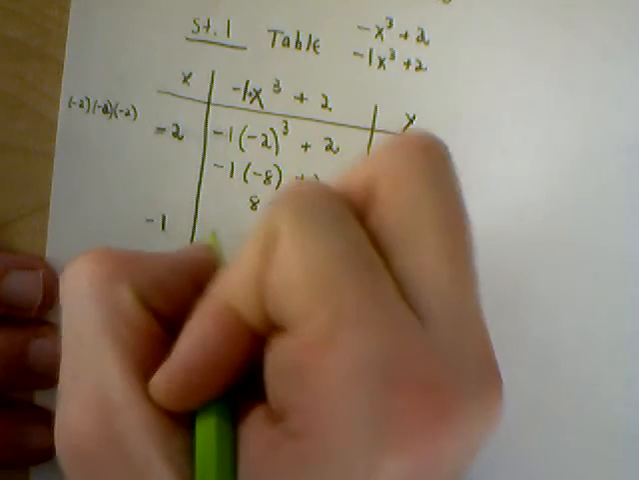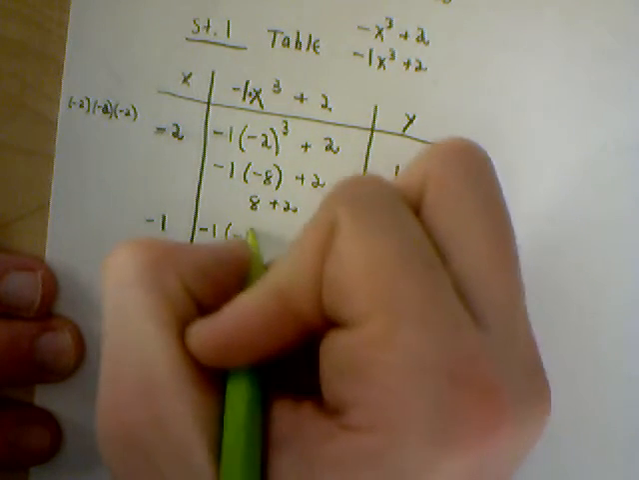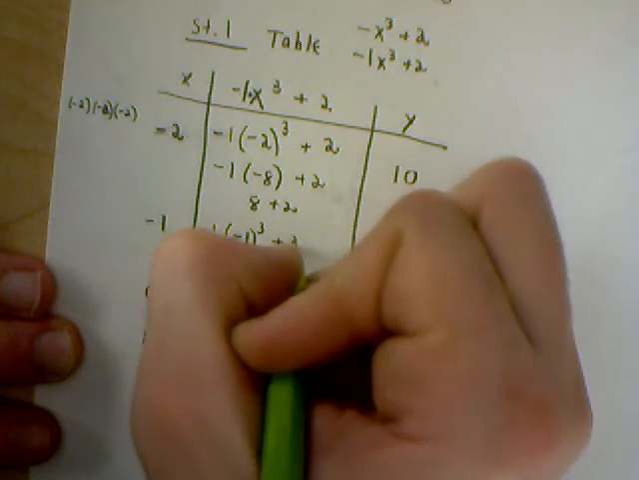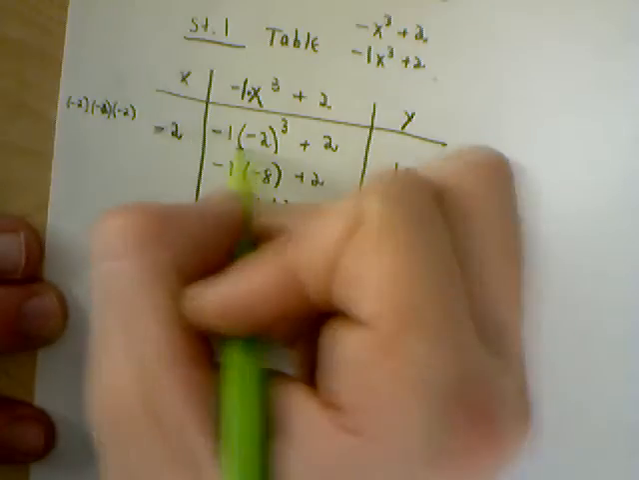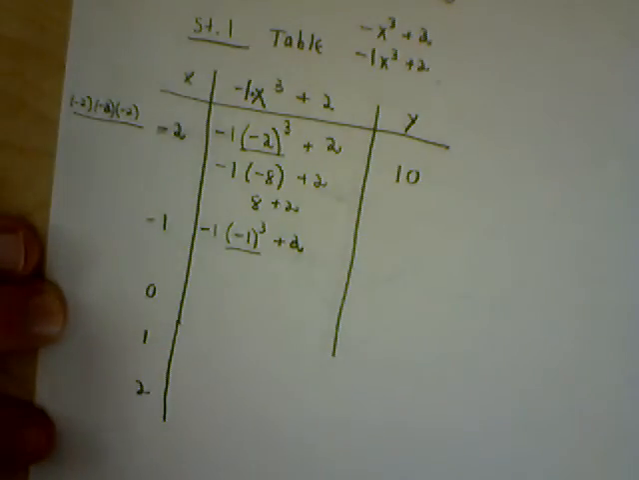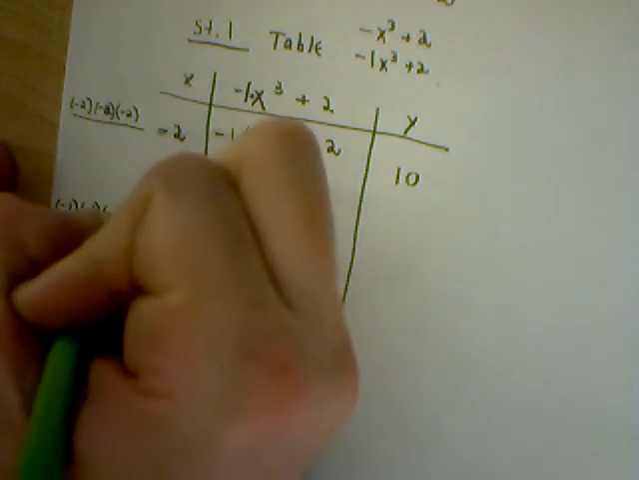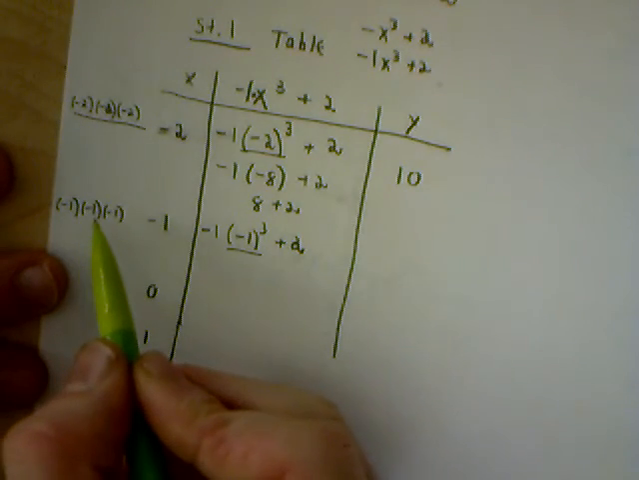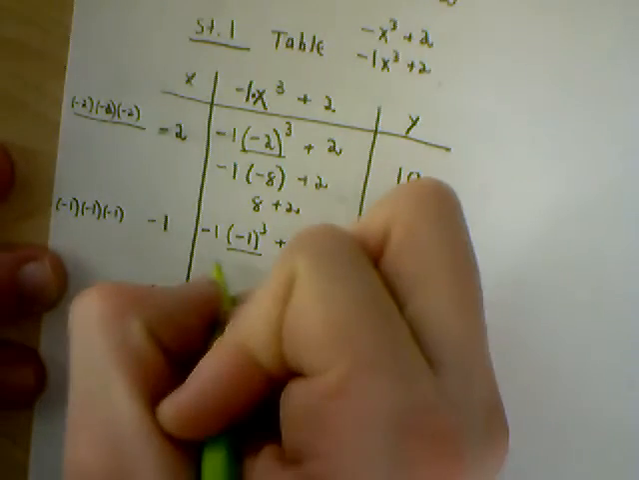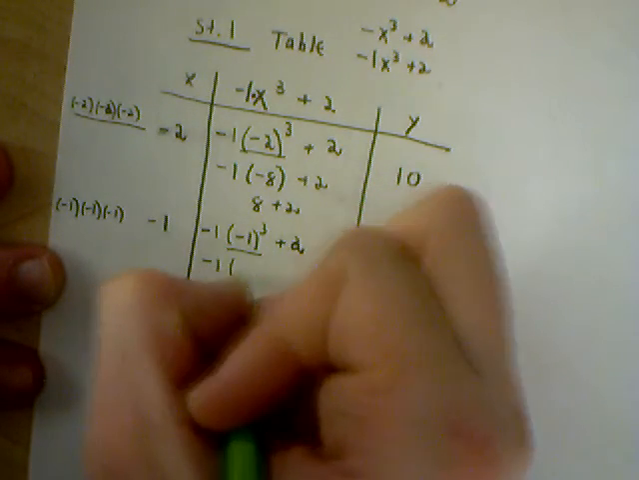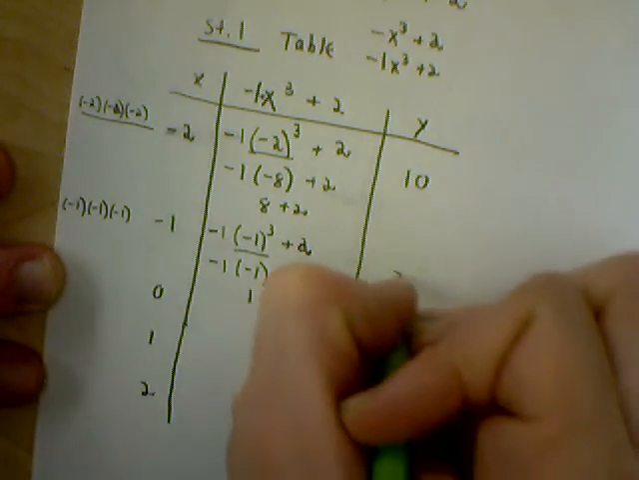Second, we're going to go ahead and plug in negative 1. So I have negative 1 times negative 1 to the third power plus 2. Write out this portion right here on the side, just like we did over here. This means negative 1 times itself 3 times. Negative 1 times negative 1 is positive 1 times another negative is negative 1. So I have negative 1 times negative 1. That gives me positive 1 plus 2, which is 3.